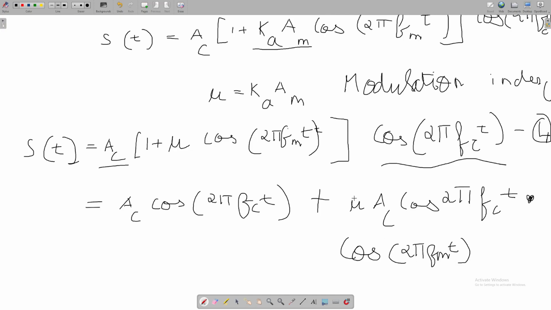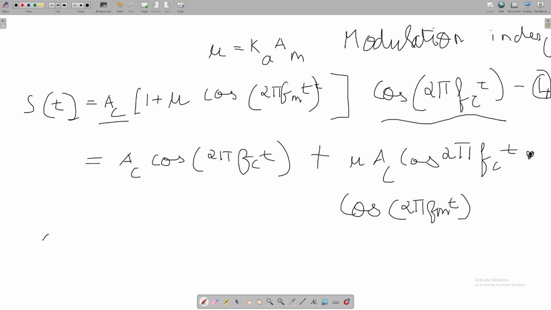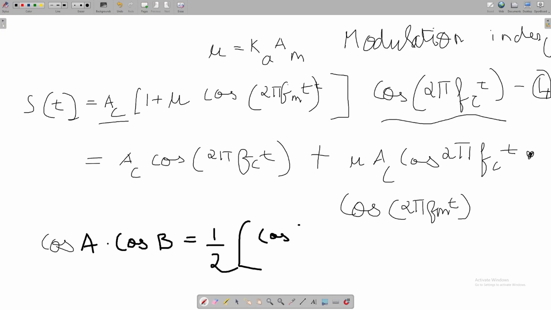There is a formula for cos A into cos B. It is equal to half of cos of A minus B plus cos of A plus B. So this is the formula.